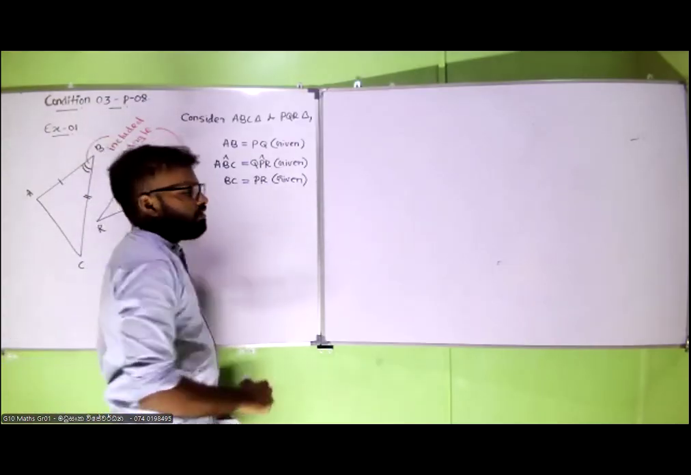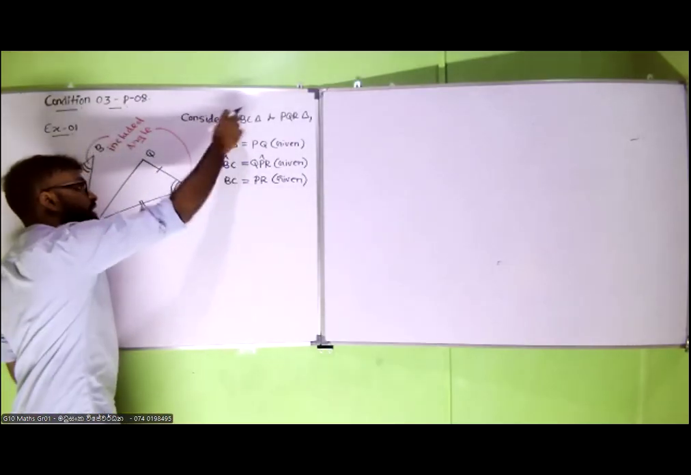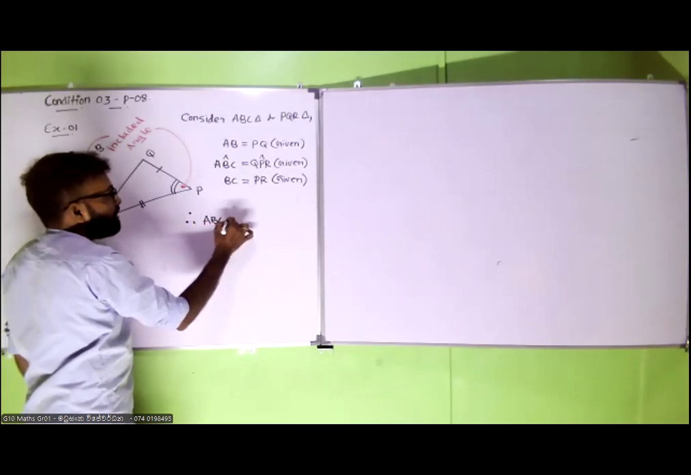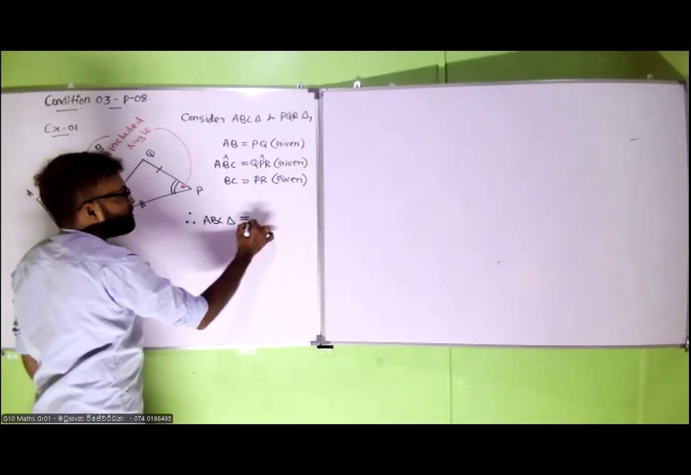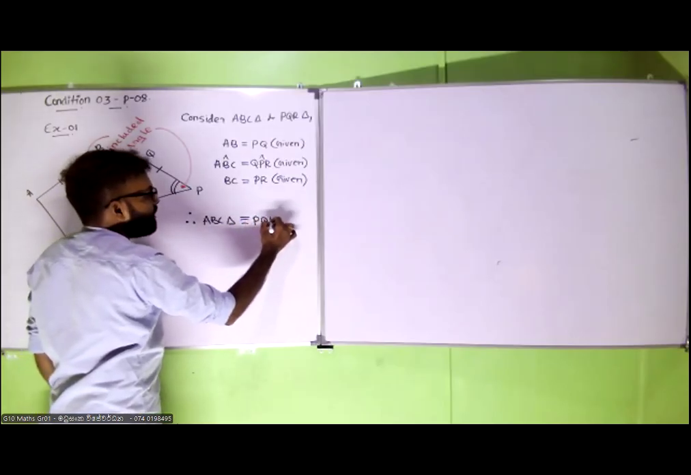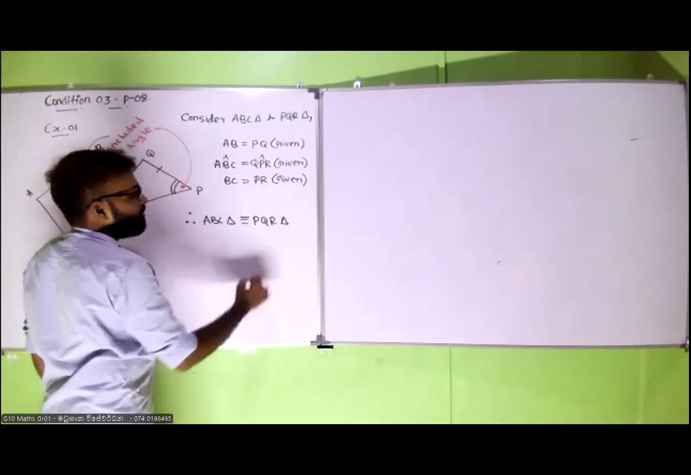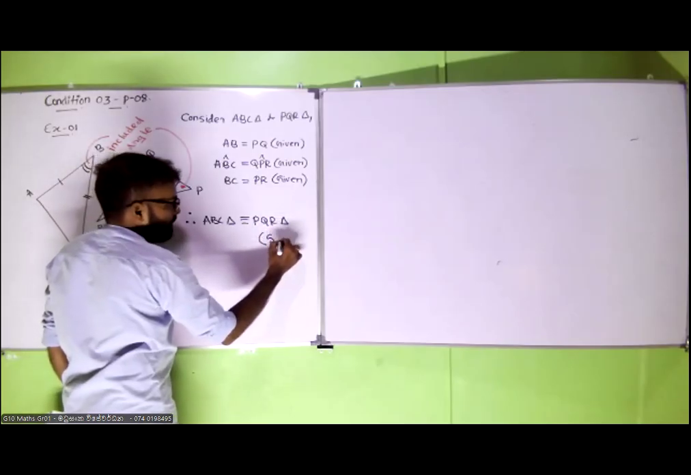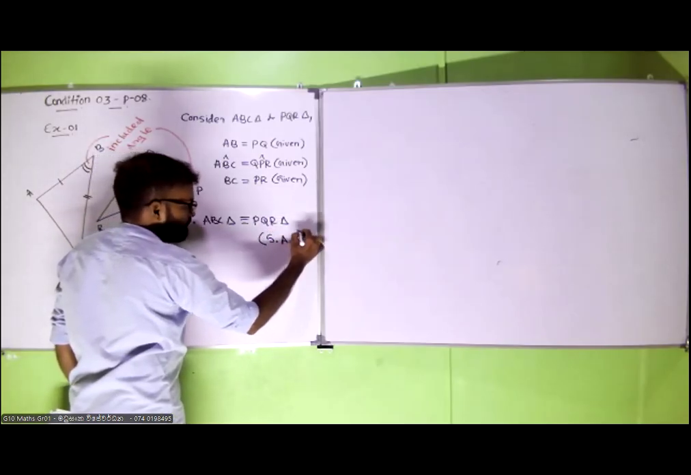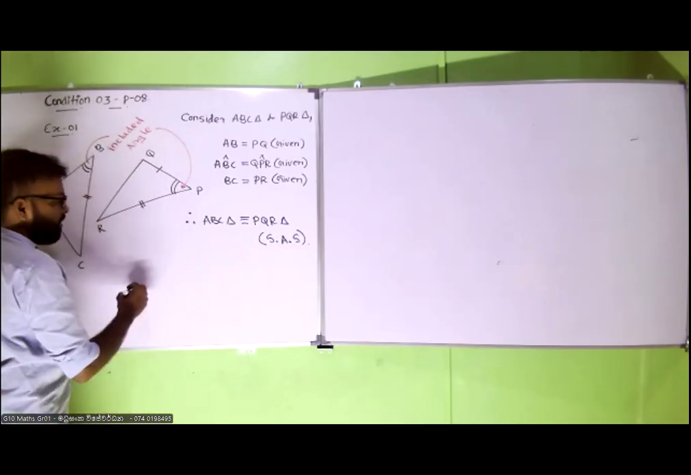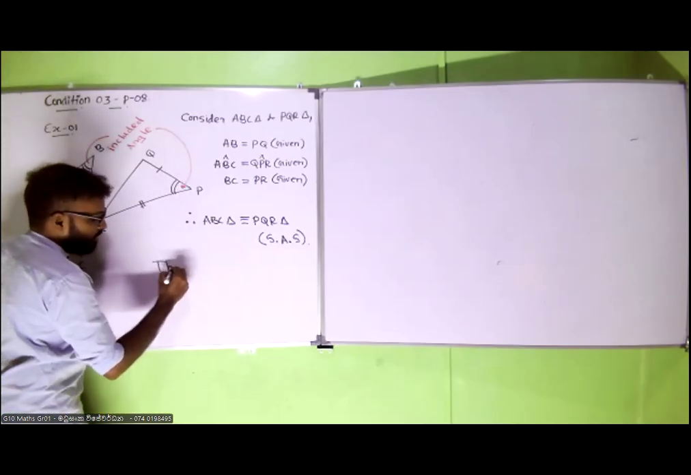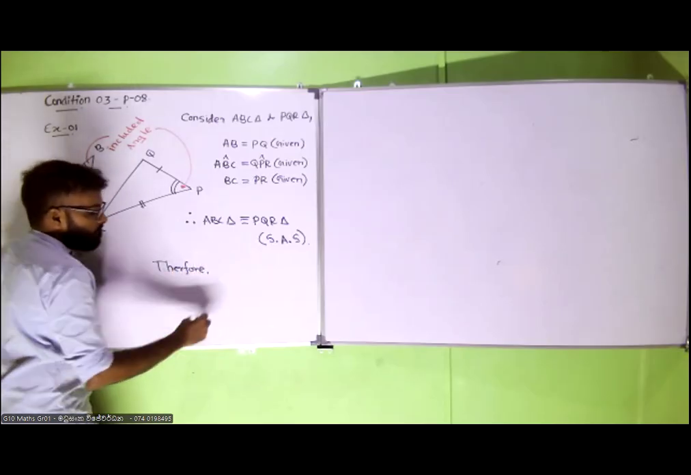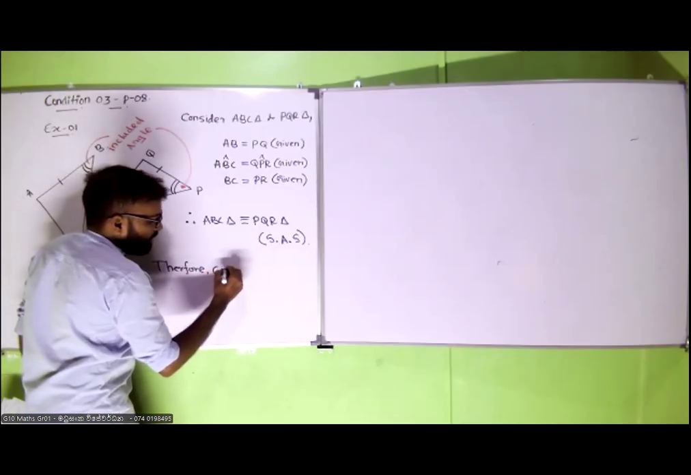Done. Under which condition are these two triangles congruent? Triangle ABC is congruent to triangle PQR. What is the reason? Reason is side angle side. Therefore, corresponding elements are equal to each other.